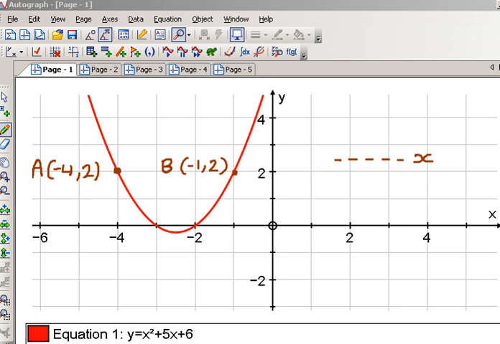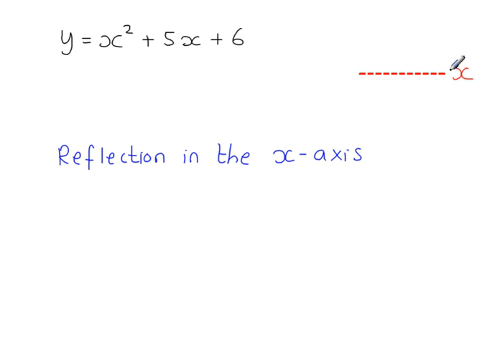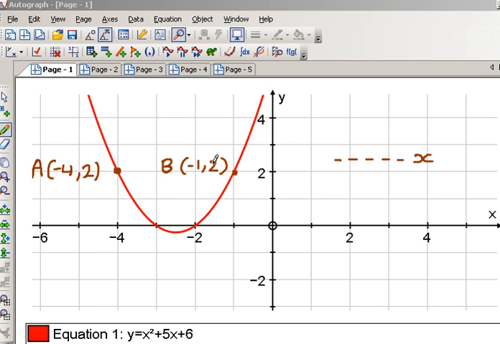x-axis. When we reflect something in the x-axis, any point that's above the x-axis ends up below, and any point that's below the x-axis ends up above. The x-coordinates do not change, but the y-coordinates change sign. So after the reflection here, the y-coordinates, which are both 2, become -2. And this U-shaped curve here will start to look like an N-shaped curve here. So we get this.